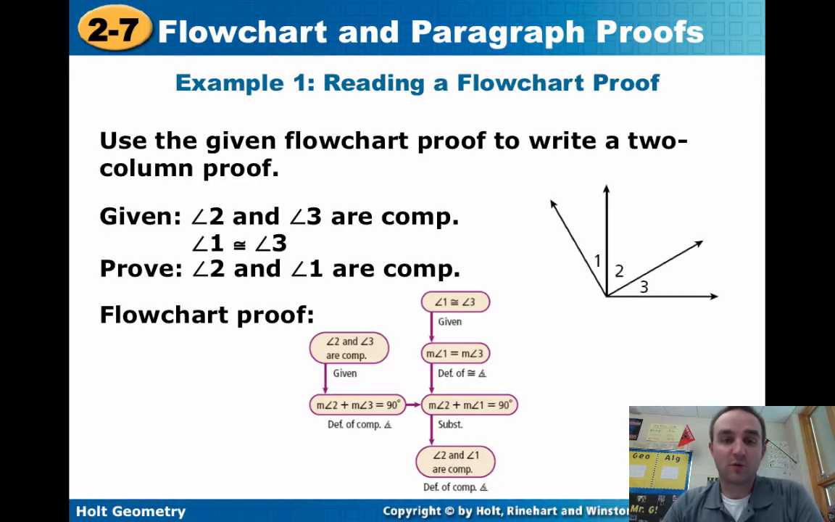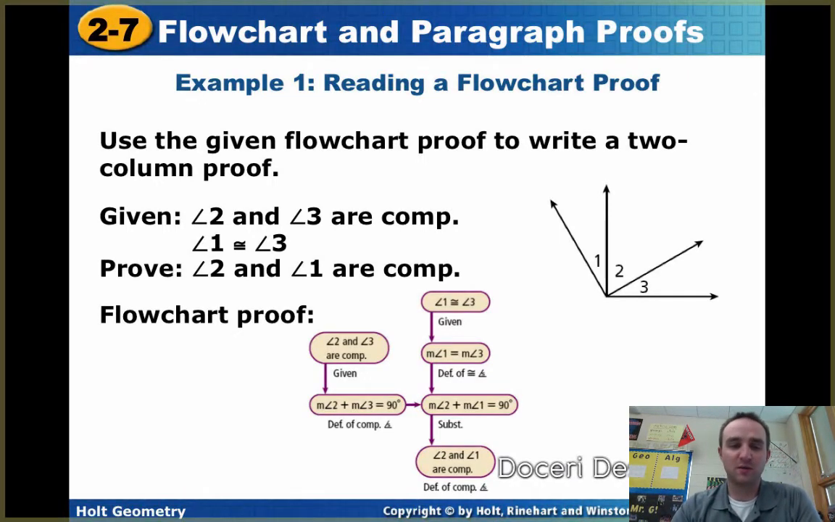So here we're going to use a flowchart proof to write a two-column proof. So we're going to go back and forth today. We're going to switch between all the different types of proofs that we have. But they already gave us a flowchart proof. So we're going to take a look at this flowchart proof and see what it means.